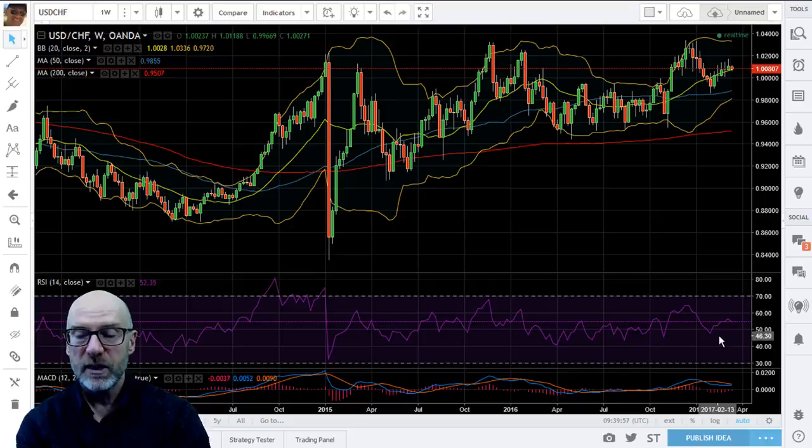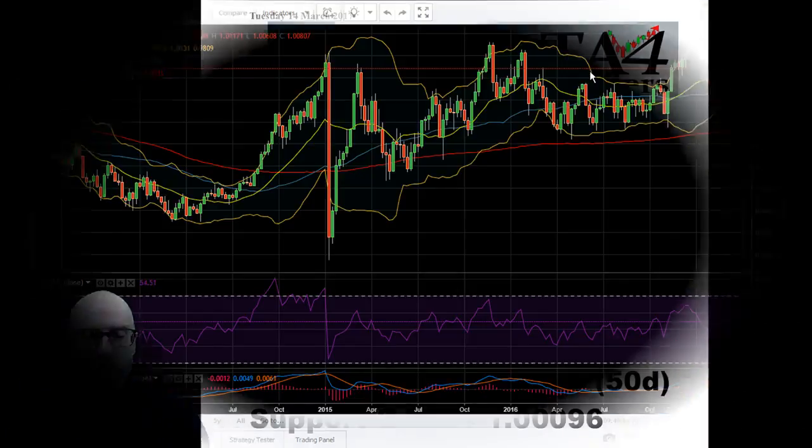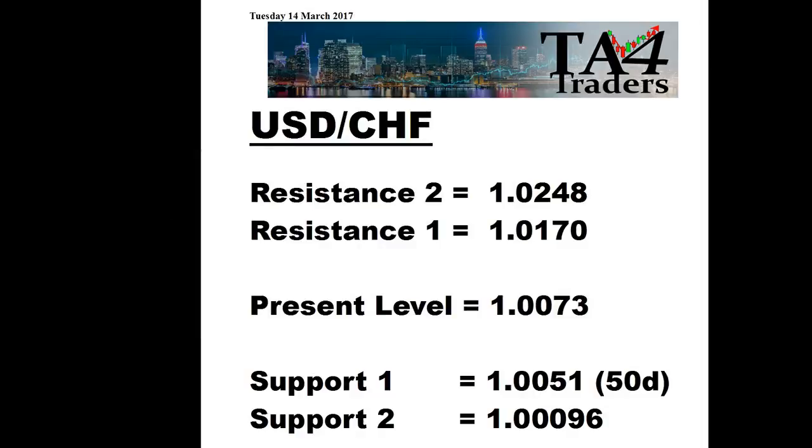Again, on the RSI, this short-term uptrend that we talked about has been broken. You can see that coming down. Yes, it's above 50. MACD are negative though, still tracking down. So expect a rolling picture on the Swissy. On the support resistance levels, there is resistance at 101.70 and 102.48, and then the supports at 100.51 and 100.96.